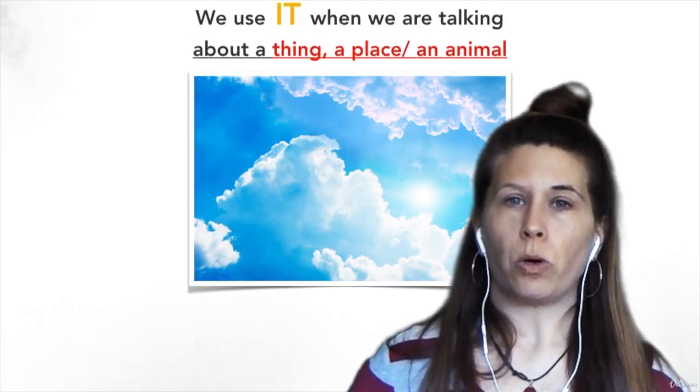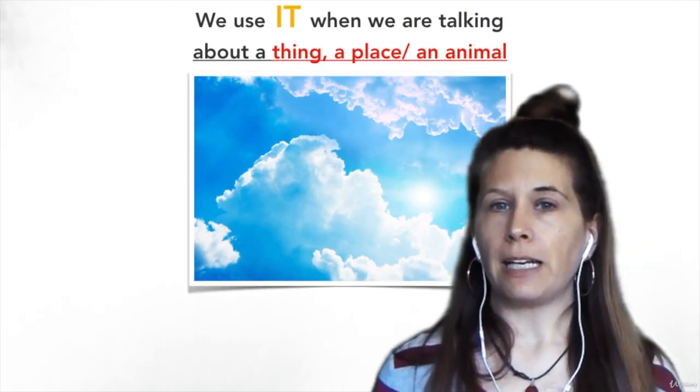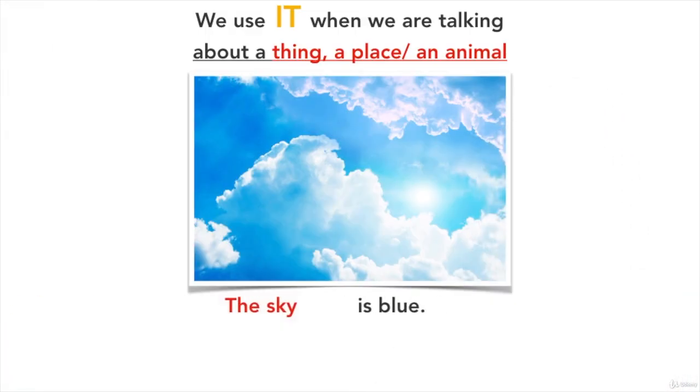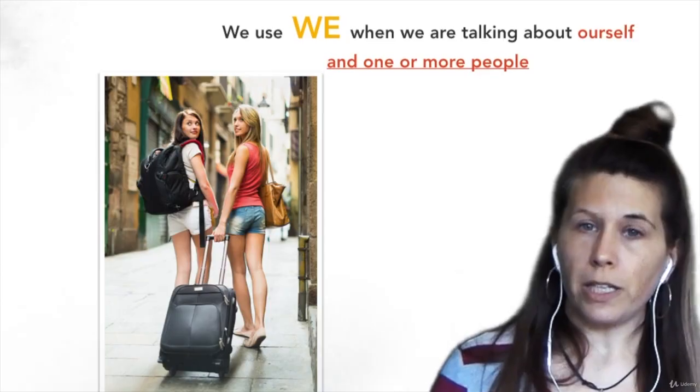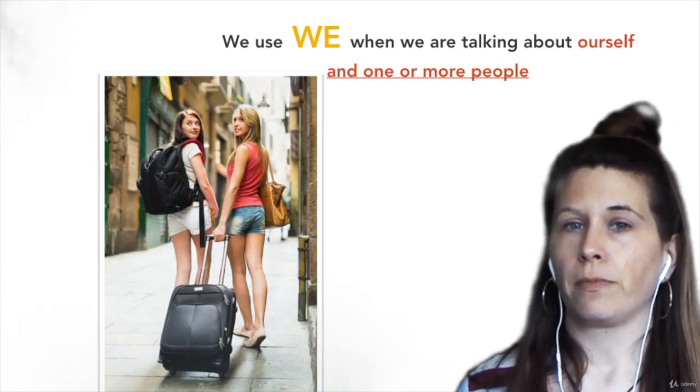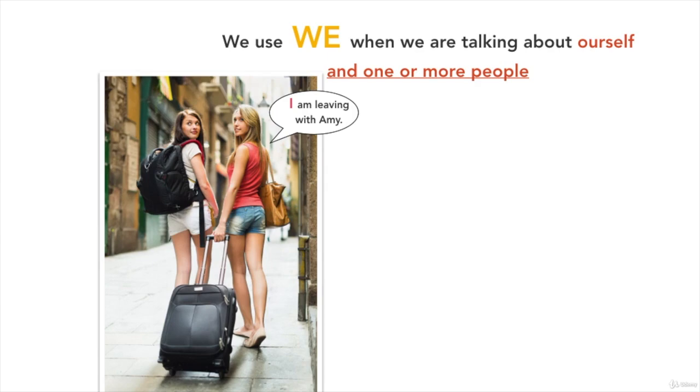We use it when we are talking about a thing, a place, or an animal. The sky is blue. The sky, it, is blue. We use we when we are talking about ourselves and one or more people. Amy and I are leaving. Amy and I, we, are leaving.